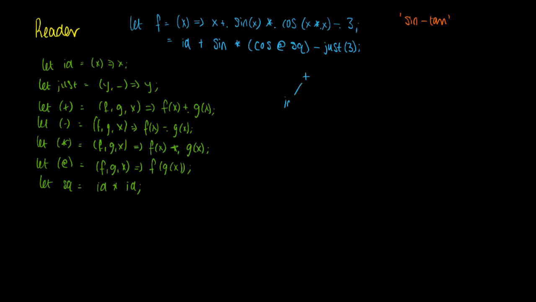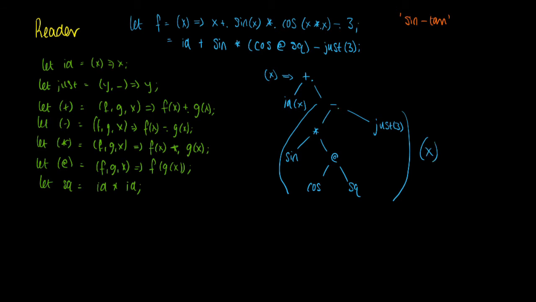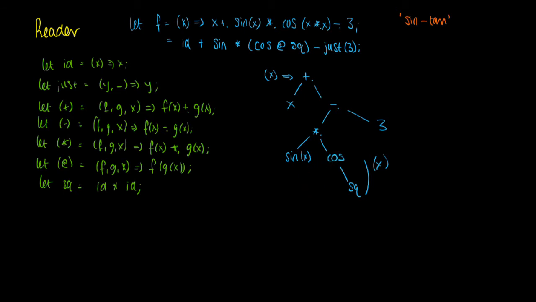First, we rewrite the whole thing into a syntax tree. Now we take a very deep breath and start from the outside in, expanding each symbol as we go along. First we expand the plus and apply X to the left and the right. Then we expand the minus and again apply X to both the right and the left. We continue with star. Finally, we expand composition with the @ symbol and square to get the original function.